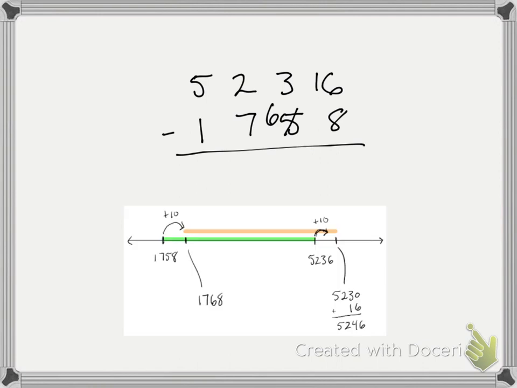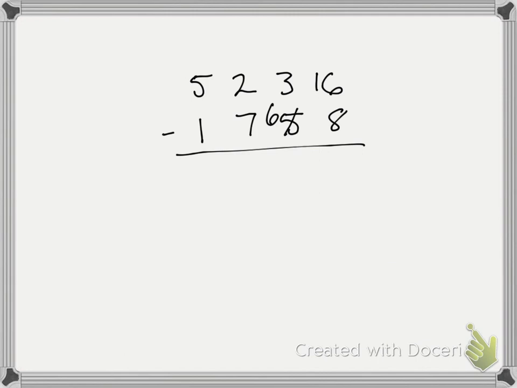But now we can perform the operation at the ones level. So 8 from 16 is 8. Next we move on to the tens. So now we're trying to take 6 tens from 3 tens.